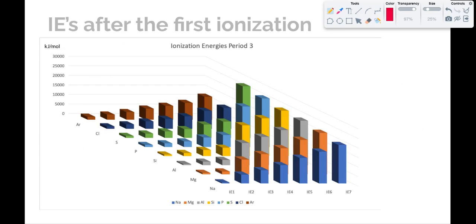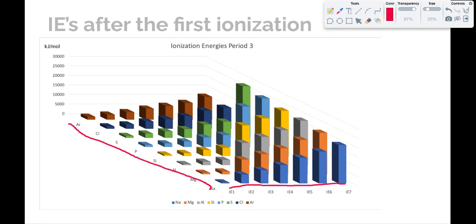Here's a three-dimensional chart that kind of lays this out for us. Along this edge, what we have are the groups: sodium, magnesium, aluminum, silicon, phosphorus, sulfur, chlorine, argon for the third period. And along this axis, we have the ionization energies. And you can see for column 1, sodium, the first ionization energy is small. The second ionization energy is much, much larger. Sodium is typically only going to make a 1+ ion because after removing that first electron, it's much harder to remove the second one.